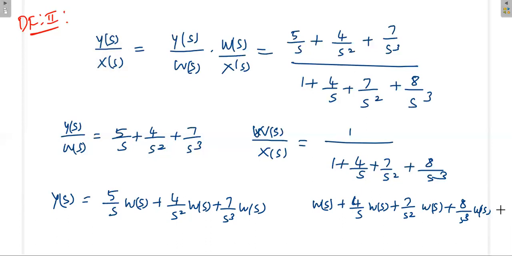Okay, but what we need finally is W of s in terms of X of s. So W of s is equal to X of s minus 4 by s W of s minus 7 by s square W of s minus 8 by s cube W of s. Okay, so W of s is equal to X of s, which is already there. I am taking these terms to the right side: minus 4 by s minus 7 by s square minus 8 by s cube. Okay, so from this we can realize the input side of the network. From this, we can realize the output side of the network.